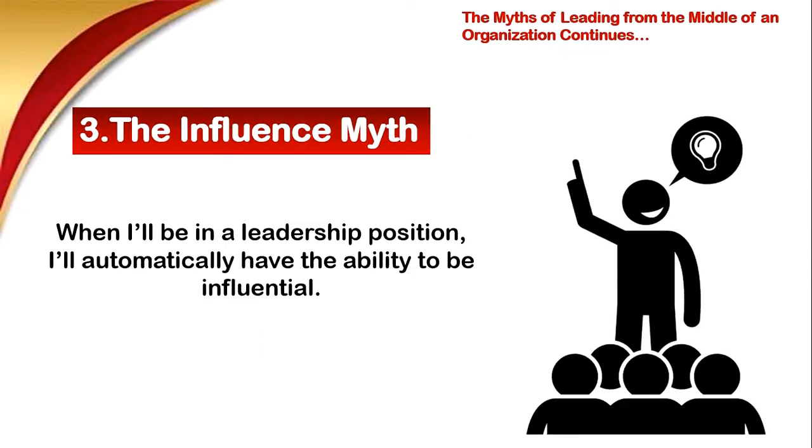The third thing is the influence myth. When I am in a leadership position, I will automatically have the ability to be influential. With this misconception, people think that influential ability will automatically come with a position. But it's a wrong concept, right? Because influential ability may come naturally, or by practicing you get to know how to influence people, but a position is given and the influential ability does not come automatically. People tend to think that when they are in a leadership position, they'll automatically be able to influence other people. This is the third myth.